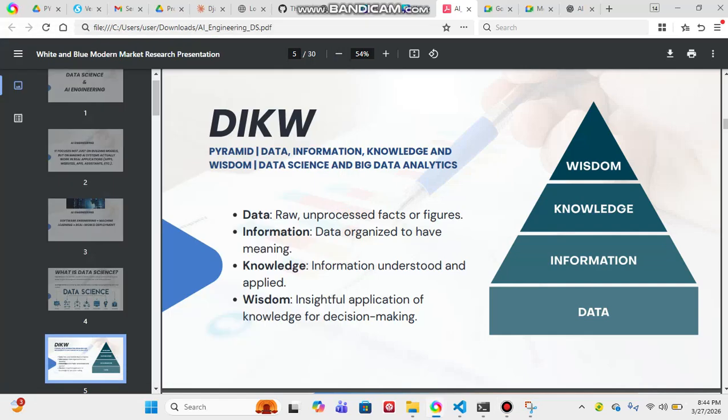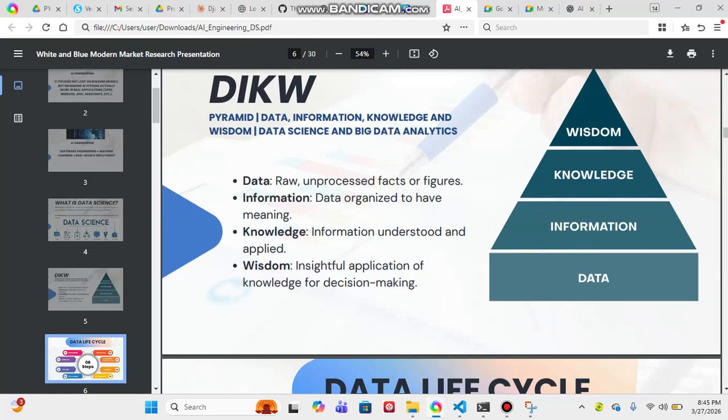I means information, K means knowledge, and W means wisdom. So when it comes to data science and big data analytics, there are certain things that you must understand. First we get data. The processed data is information, and when you understand the information, the applied information is knowledge. Then wisdom is the insightful application of knowledge. Oh, I have knowledge about something, then I now apply that knowledge I had already, and that is what is called wisdom.